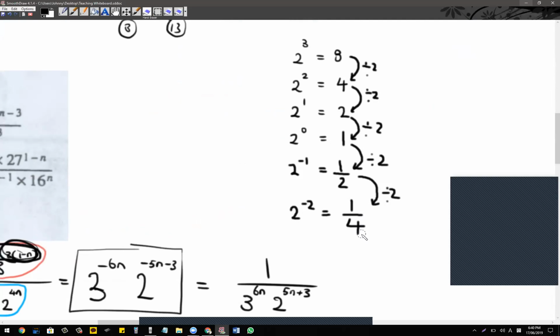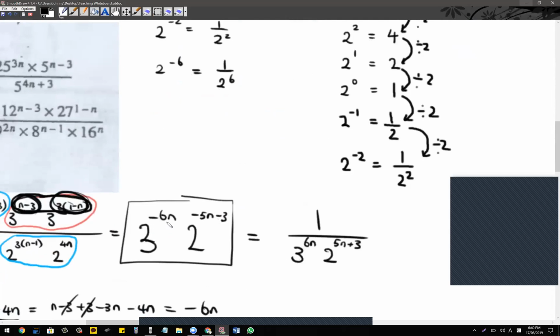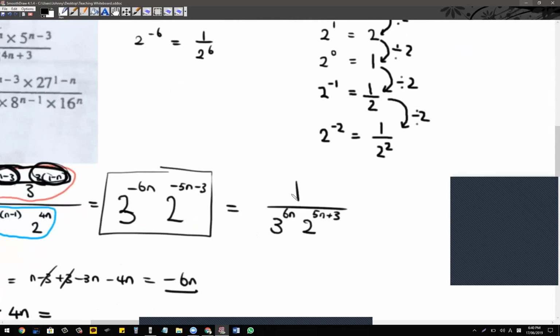But 1/4 is the same as 1 over 2 squared. Do you notice something? 2 to the power of negative 2 is the same as 1 over 2 squared. So if you have 2 to the power of negative 6, that'll be the same as 1 over 2 to the power of 6. All right. In a similar way, if you have 3 to the power of negative 6n, you can make that into 1 over 3 to the power of 6n.